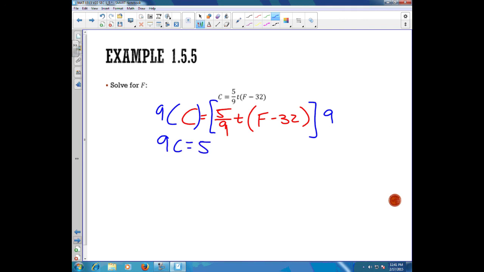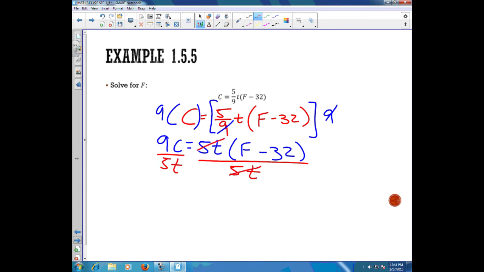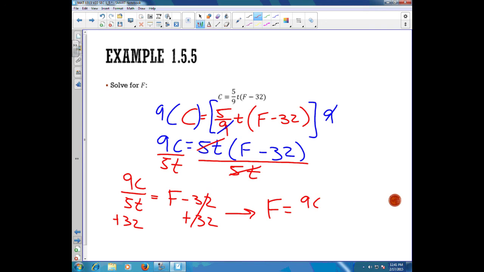And we'll get 9C is equal to 5 times F minus 32. The 9's cancel. Now we want to get F minus 32 in the parentheses by itself. So we're going to divide by whatever's not that. And so we'll divide both sides by 5. And now what we have is 9C over 5 is equal to F minus 32. We lose the parentheses because now F minus 32 is the only thing on that side of the equation. We can then add 32 to both sides. And we're going to get F is equal to 9C over 5 plus 32.